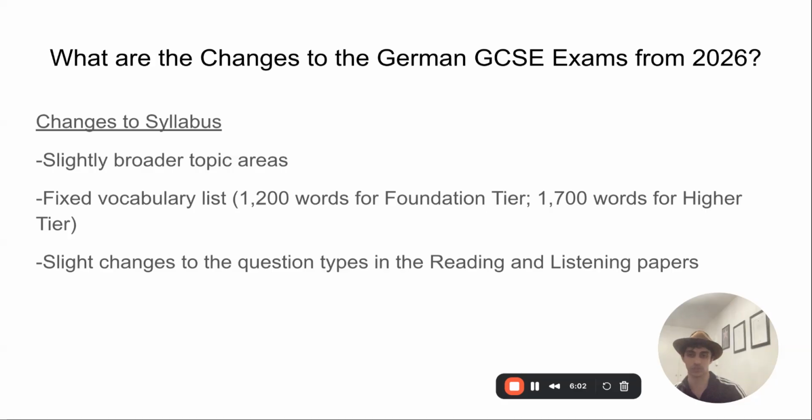There are slight changes as well to the question types in the reading and listening papers. It's been said that there'll be fewer questions where you've got to answer in the foreign language. So fewer questions where you've got to answer in German, which is again going to be a relief for many students and an advantage for those students doing either of these exam boards.